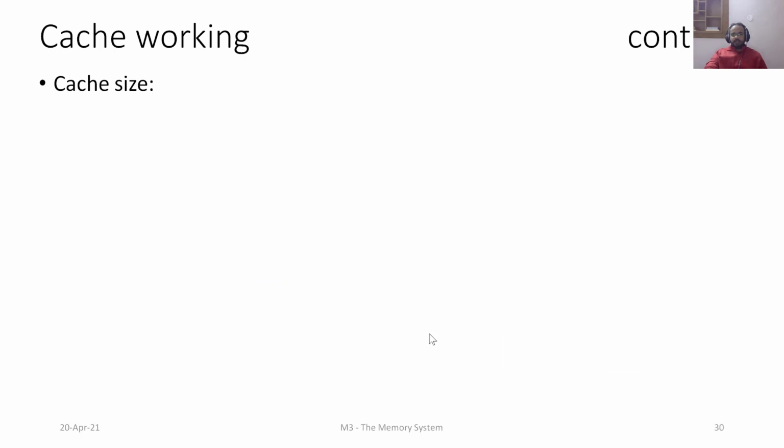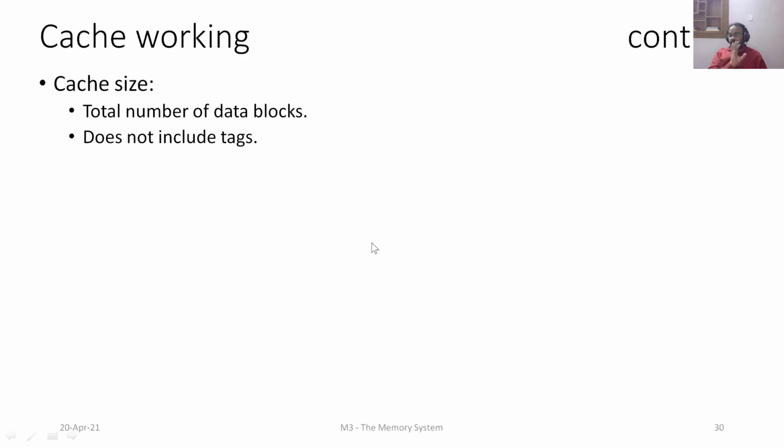The third design parameter is the cache size itself. The cache size is the total number of data blocks that can be fit in the cache. And this cache size typically does not include the size of the tag array. Tag array is completely an overhead for us. When we say the cache size is 256 kilobytes, the entire 256 kilobytes is only for the data blocks, not for the tags of those blocks.